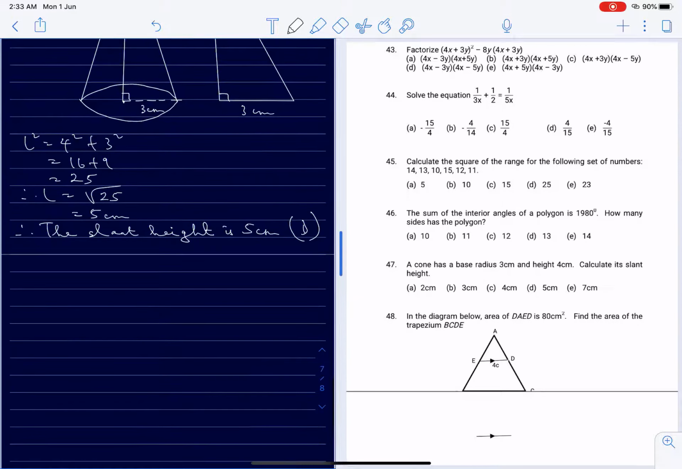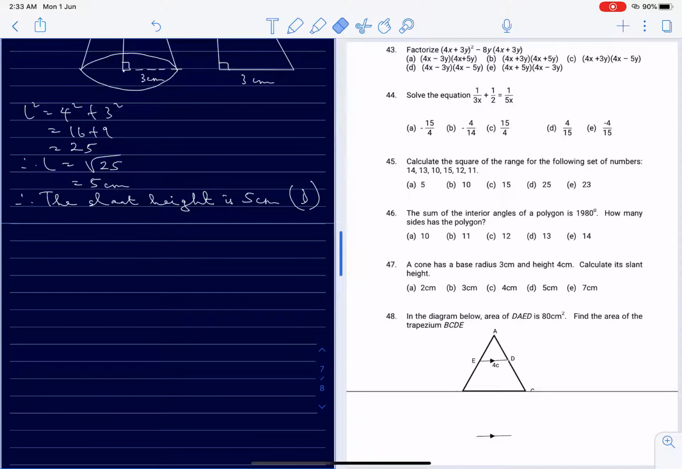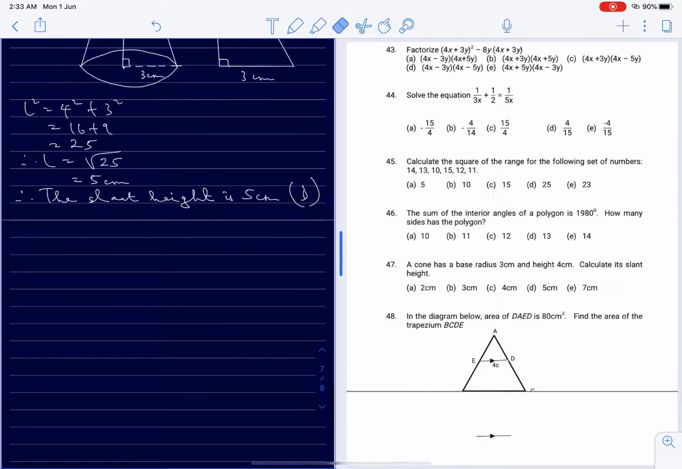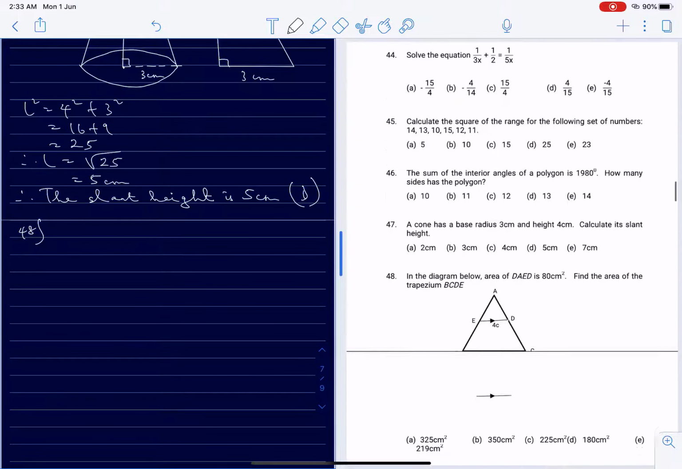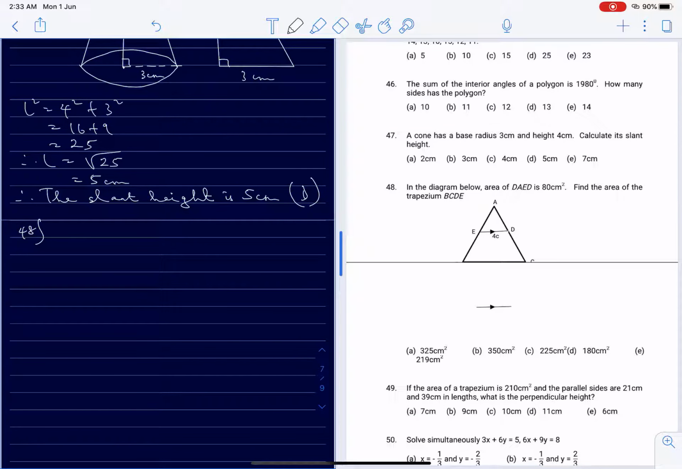We write down number 48. Number 48, let's see. In the diagram above, there's a problem. That question isn't quite clear, the diagram wasn't properly drawn, so we go to number 49.